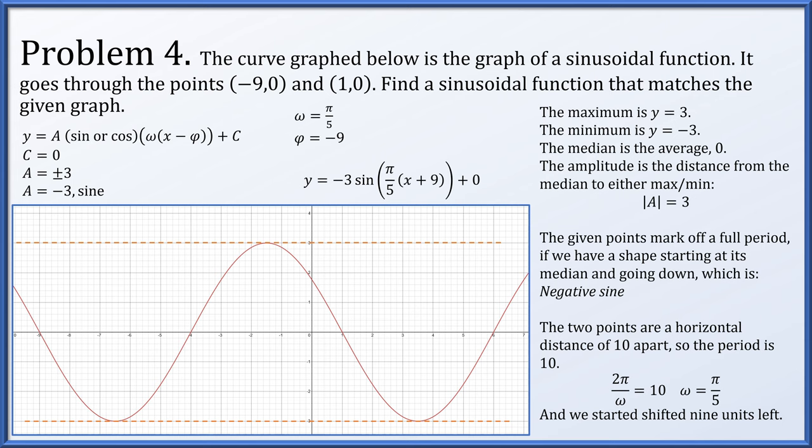And here we have it, y equals negative 3 times the sine of pi over 5 times the quantity x plus 9, all plus 0, is a possible sinusoidal function that matches the given graph.